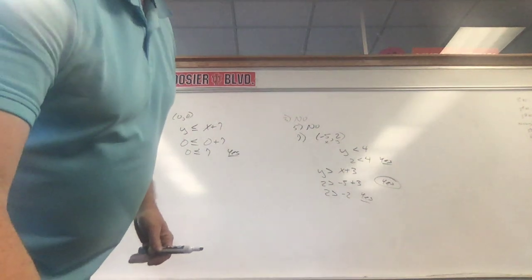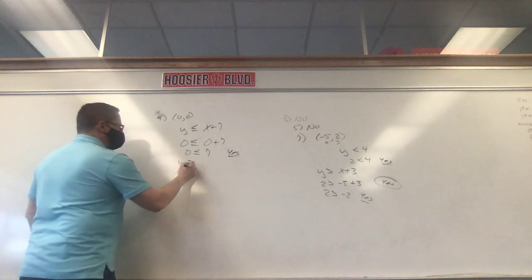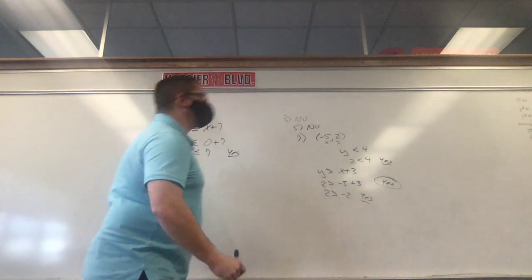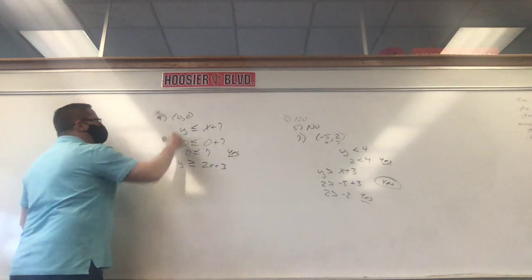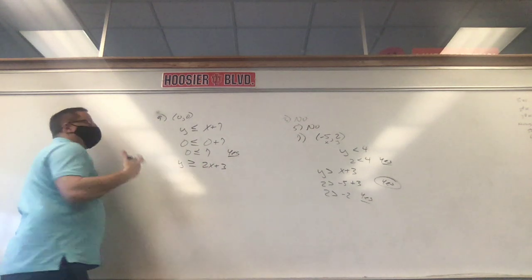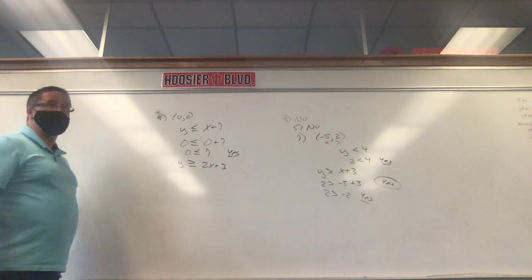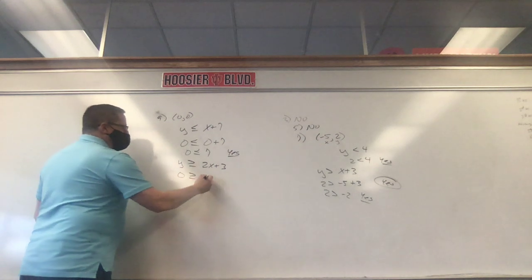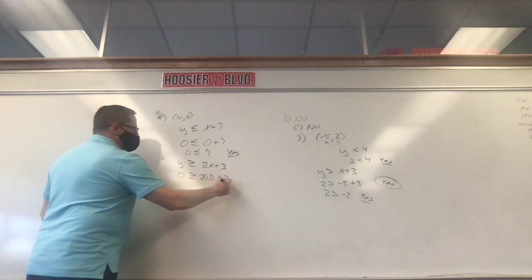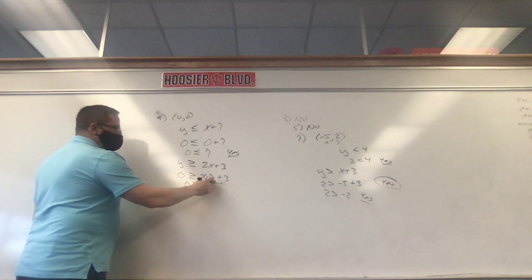Okay, let's see what the other one is. y is bigger than or equal to 2x plus 3. So we plug in 0 for y and 0 for x. Now, if you're wondering where 0, 0 came from, that's what they give us. They're giving you a point and saying, is this an answer? So 0 is bigger than or equal to 2 times 0 plus 3. 2 times 0 is 0. No, it's going to be no.